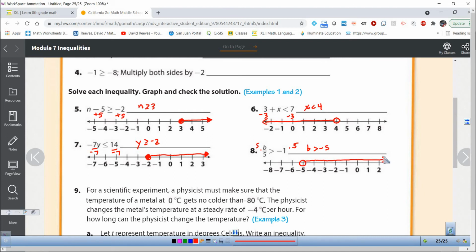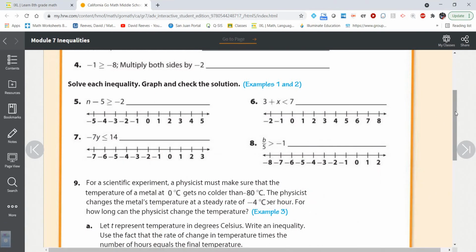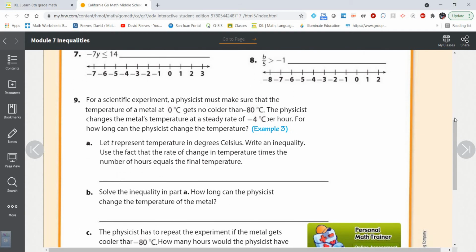Okay. All right, so that is solving some one-step inequalities. Remember, you use the inverse operation, and if you multiply or divide by a negative, you must reverse the inequality sign if you want it to stay true. All right, let's do some word problems now.